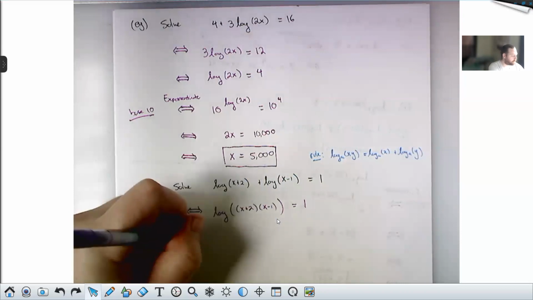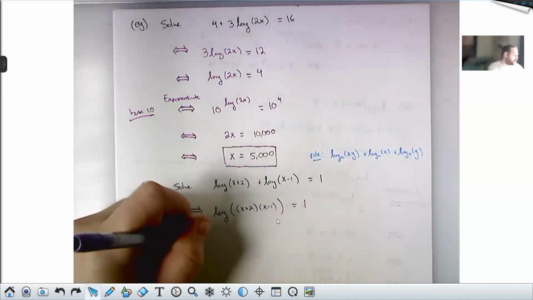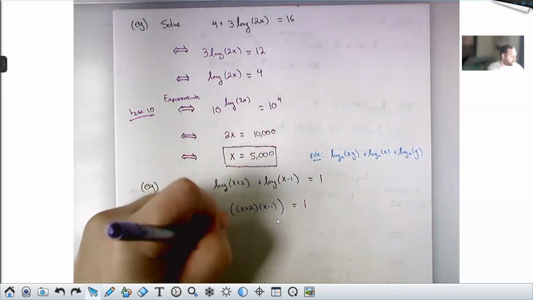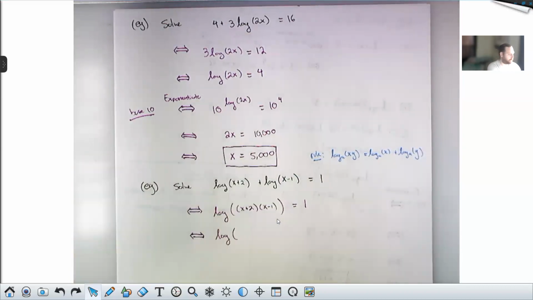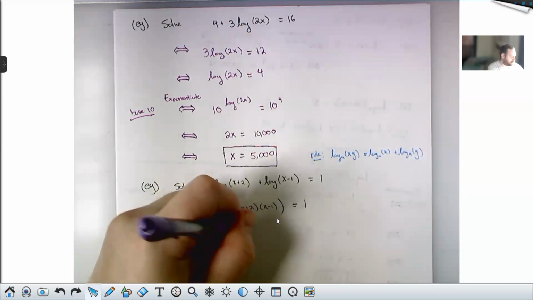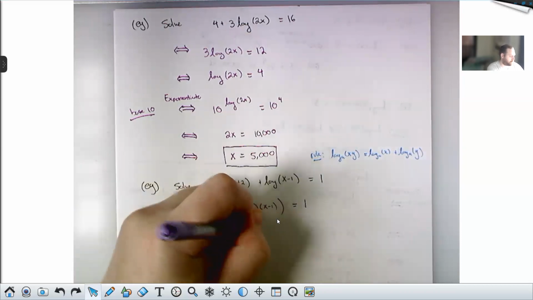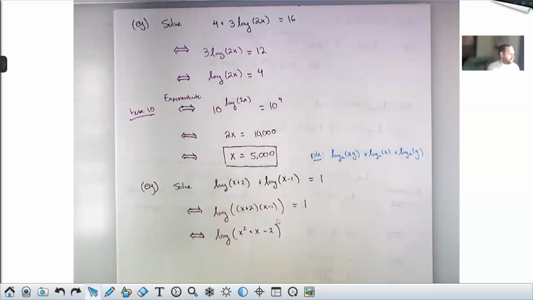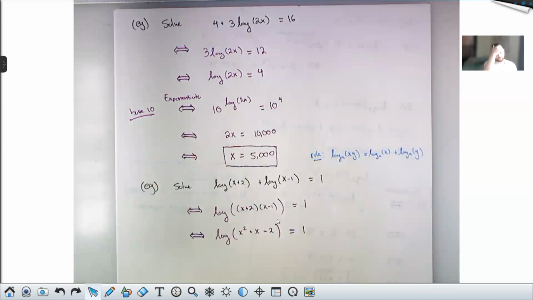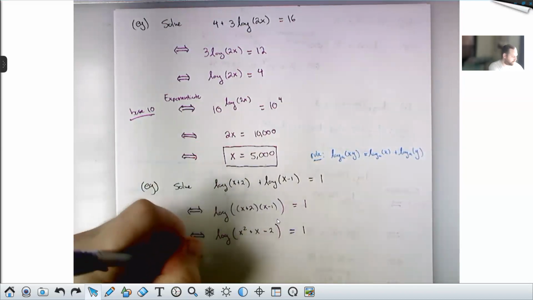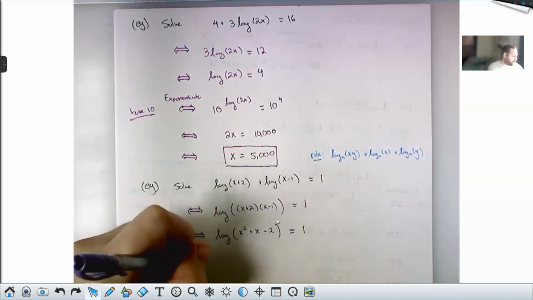From here, I would FOIL inside the log before exponentiating, just to get it out of the way. So this is x squared plus 2x minus 1x, which is plus x, minus 2 inside my log. And all of that is still equal to 1. Now I exponentiate, and again, I'm going to use the base 10 because this is the base 10 logarithm.